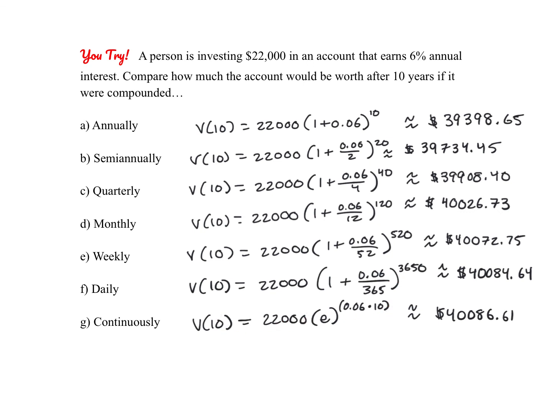So you can see that the more often it's compounded, the more you'll earn. Initially, the jump is much bigger, and you can see the difference between daily and continuous is not huge. It's about $2. But again, the generalization you can make here is the more often it's compounded, the more money you will make.